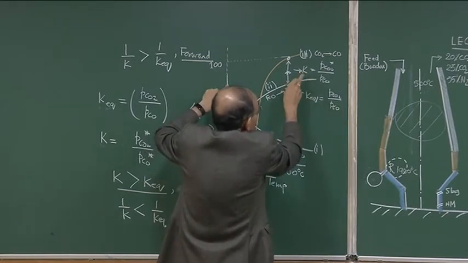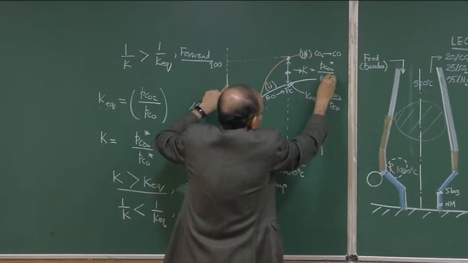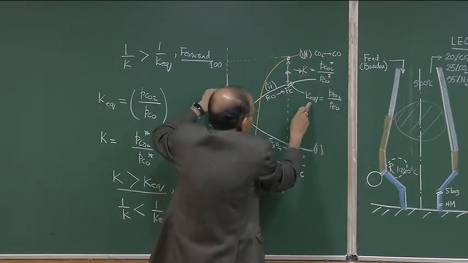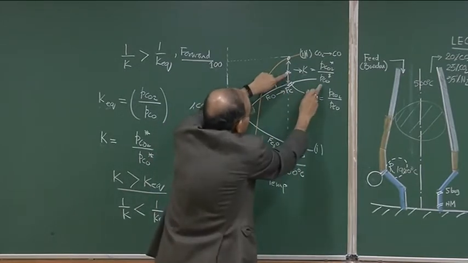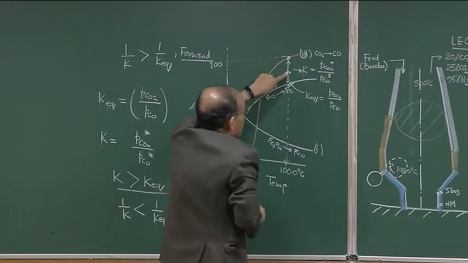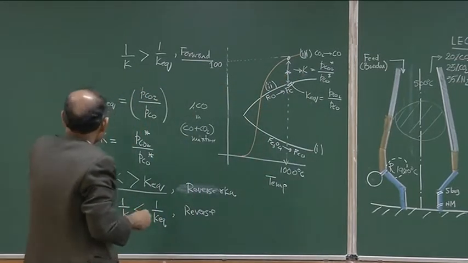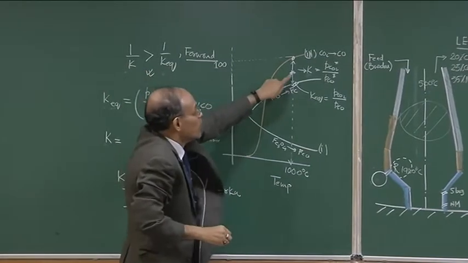Because if you take the reciprocal of it, K inverse is going to be PCO by PCO2. If you invert it, then it is PCO star by PCO2 star. So, 1 by K is going to be greater than 1 by K equilibrium. This is satisfied in this particular domain itself.